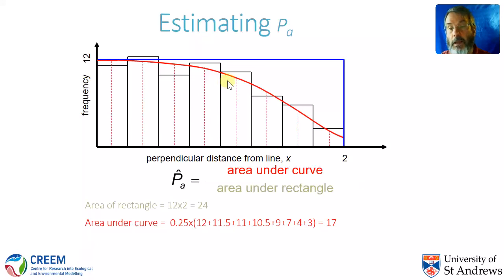So in this case, the area under that curve was 17. The area under the rectangle was 24. The ratio of the area under the curve to the area under the rectangle, unsurprisingly, is 0.7, which was the quantity that we used earlier in computing our estimate of abundance.